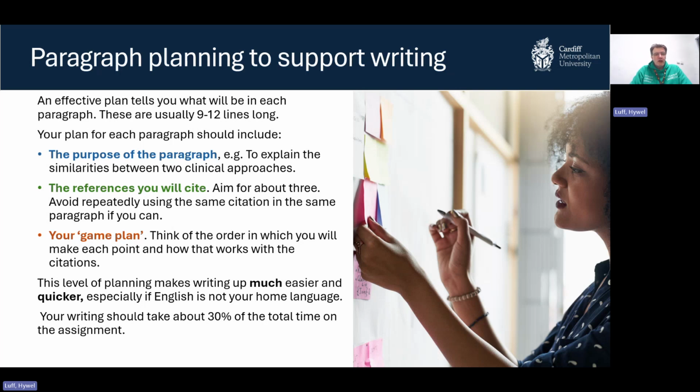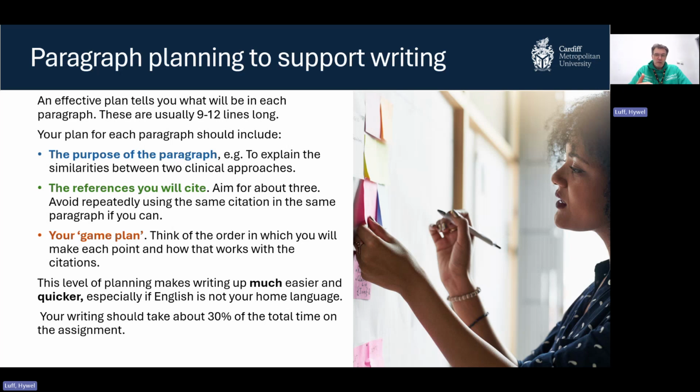This is very tightly linked to what we've just been talking about, because a paragraph is the building block of your assignment. Okay, so 9 to 12 lines long on a word processor, usually on a computer.